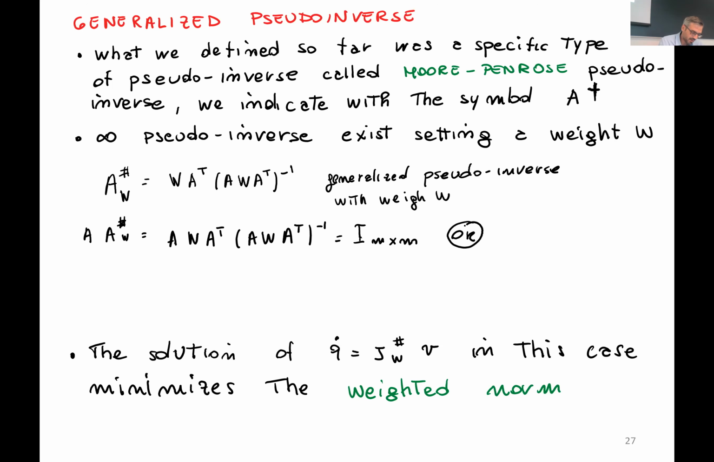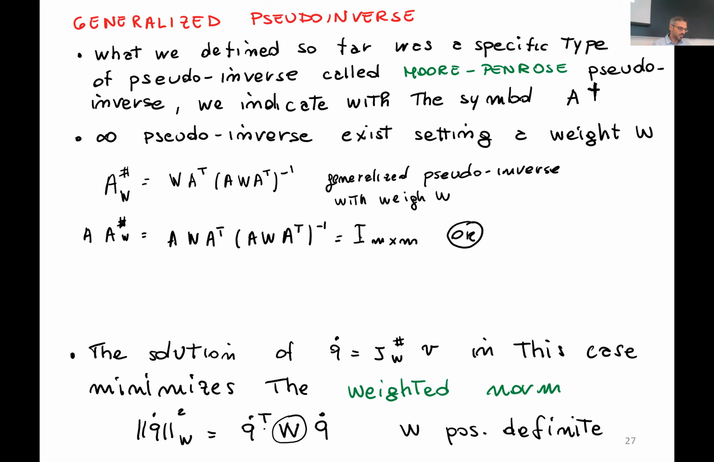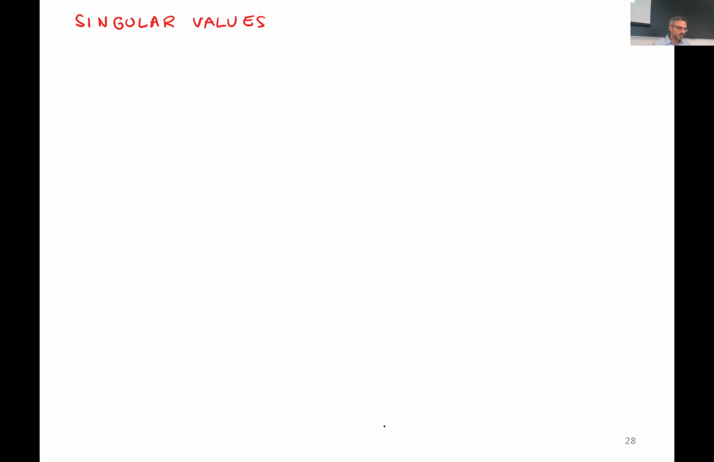Then one fact is that, as before it was minimizing the norm, the weighted pseudo-inverse minimizes the weighted norm, which is just the Euclidean norm with the weighting matrix W in the middle, with W positive definite. We can use this, for example, to weight the joints differently, if we want to move one joint more than the other because it has lower inertia. We can resort to this solution.